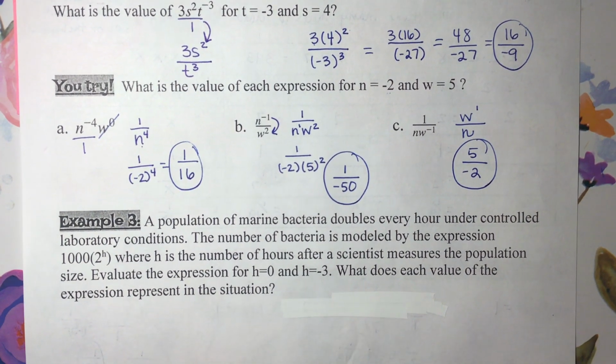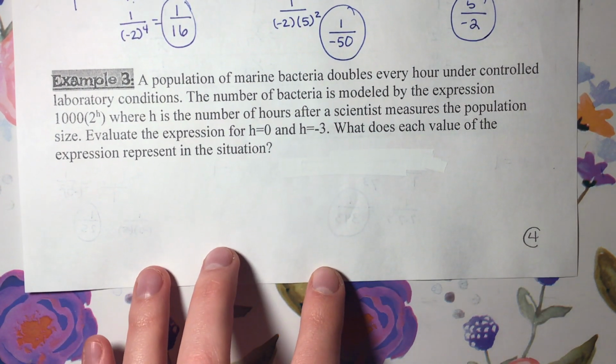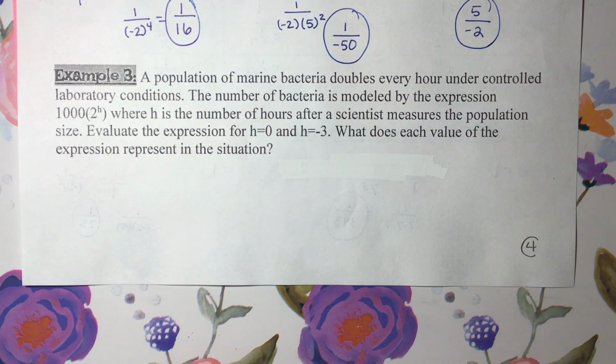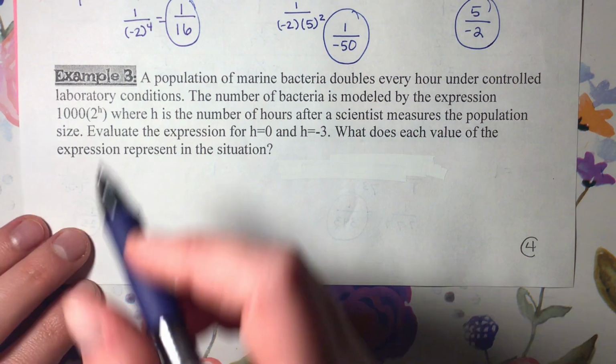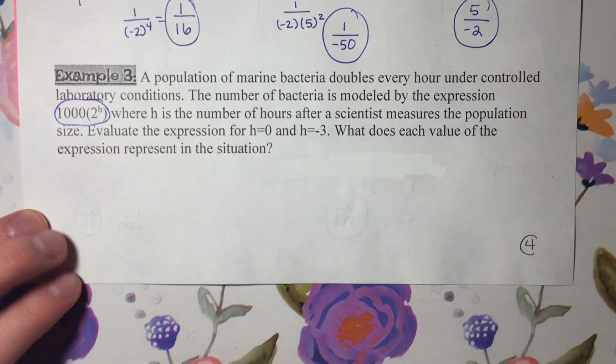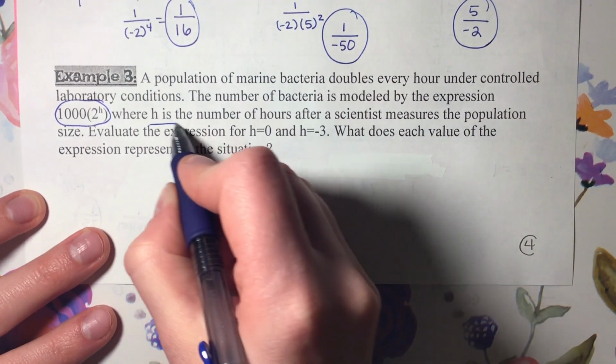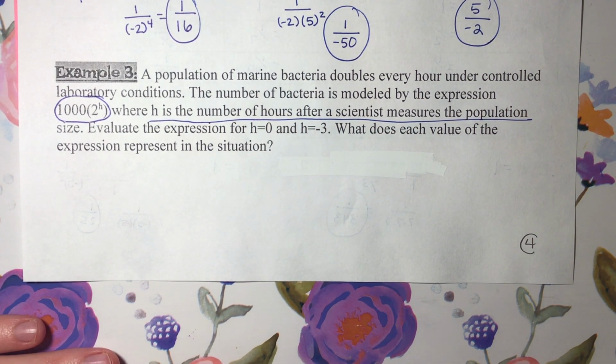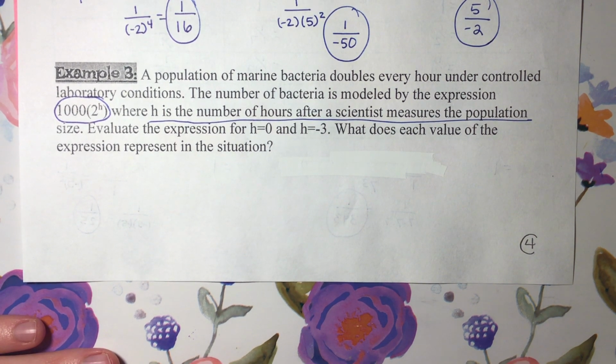Now, this can also be used in real life situations, in particular with population growth. So here it says a population of marine bacteria doubles every hour under controlled laboratory conditions. The number of bacteria is modeled by the expression 1,000 multiplied by 2 to the h, where h is the number of hours after a scientist measures the population size. Evaluate the expression for h equals 0 and h equals -3. What does each value of the expression represent in the situation?